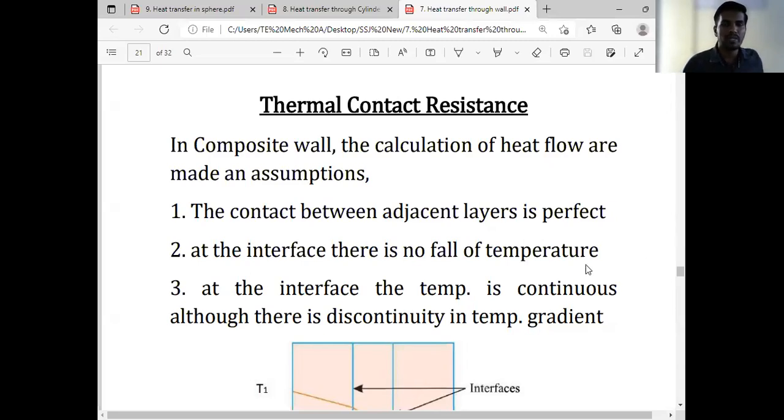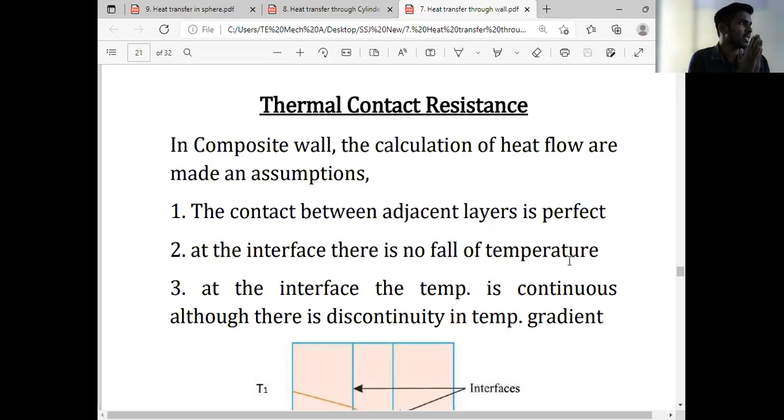The contact between adjacent layers is perfect. म्हणजे आपण काय कन्सिडर केलेले आहे, दोन लेयर आहेत त्याच्यामधला जो काही कॉन्टॅक्ट आहे तो परफेक्ट कॉन्टॅक्ट आहे असं आपण कन्सिडर केलं. ओके, देन व्हॉट इज द सेकंड अझम्पशन? ऍट द इंटरफेस देयर इज अ नो फॉल ऑफ टेम्परेचर.